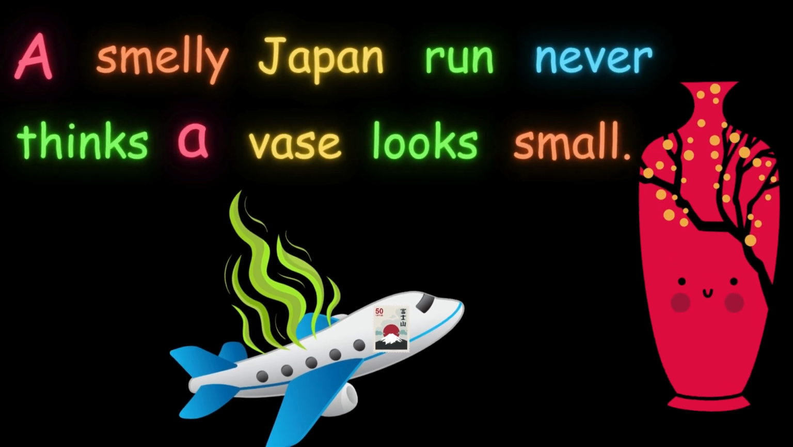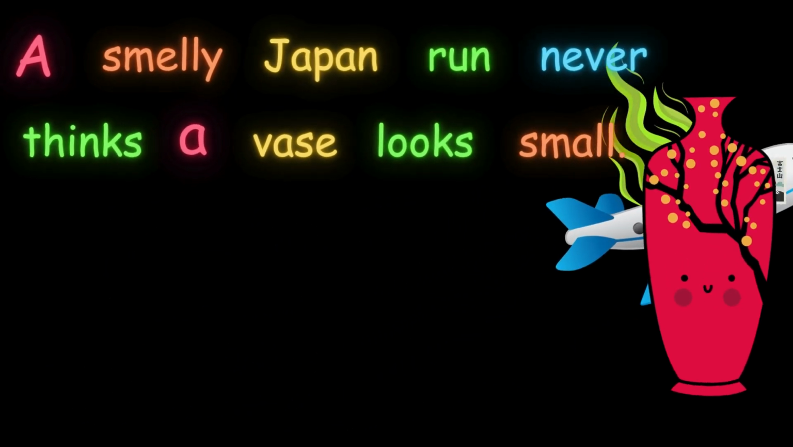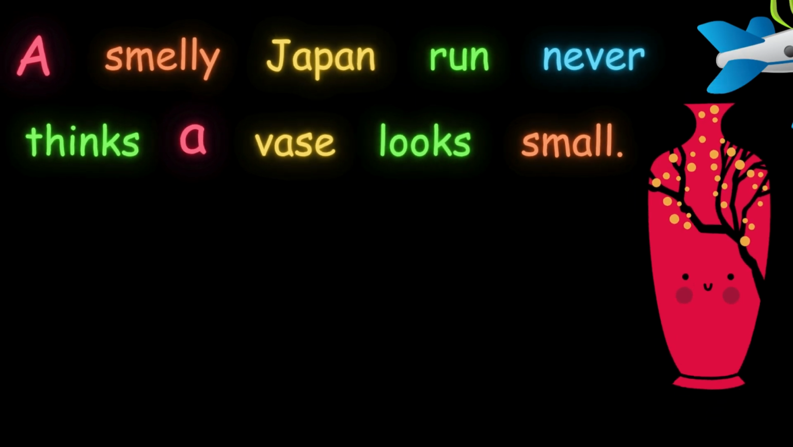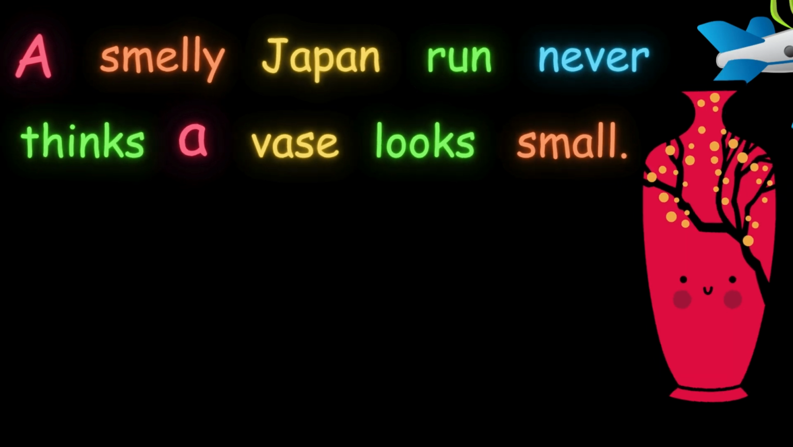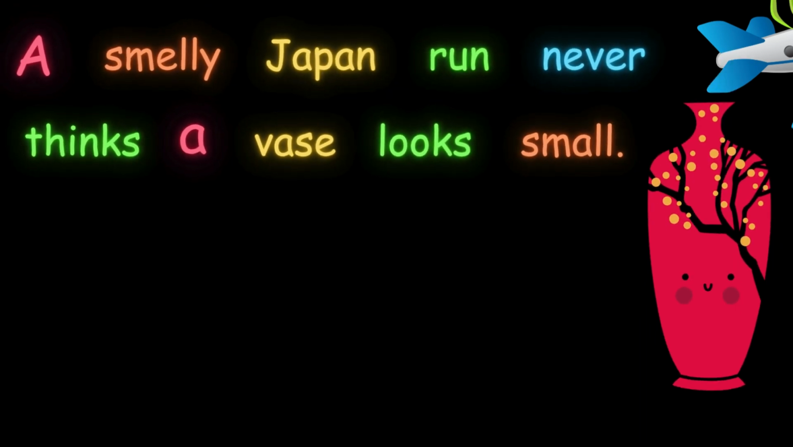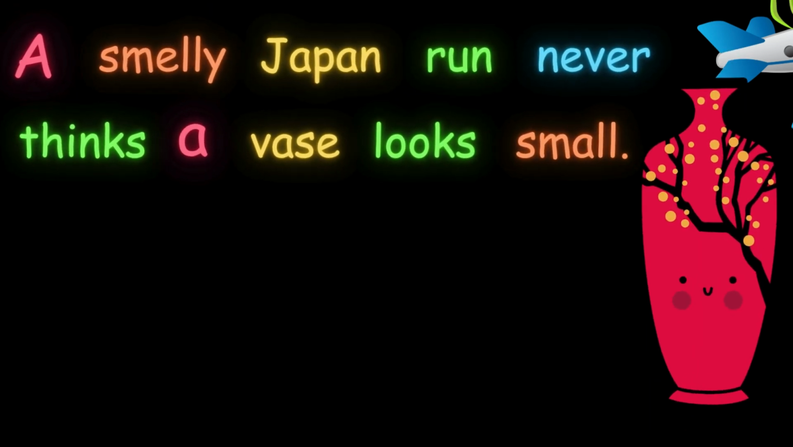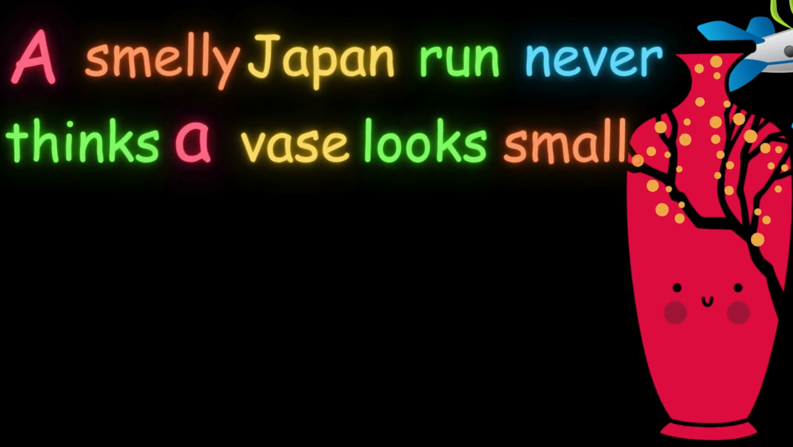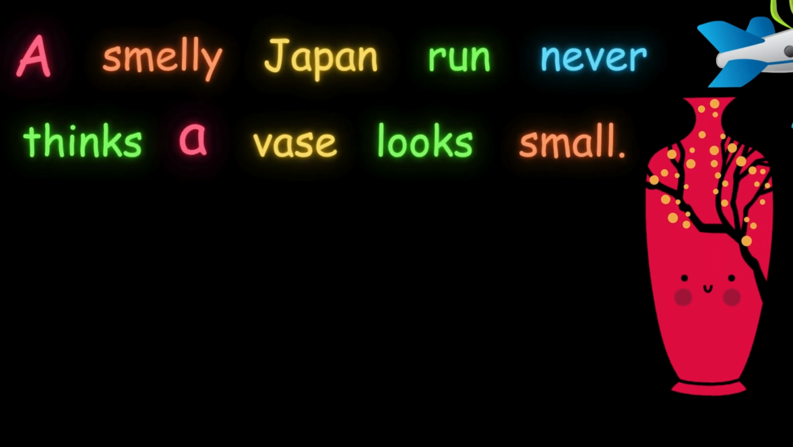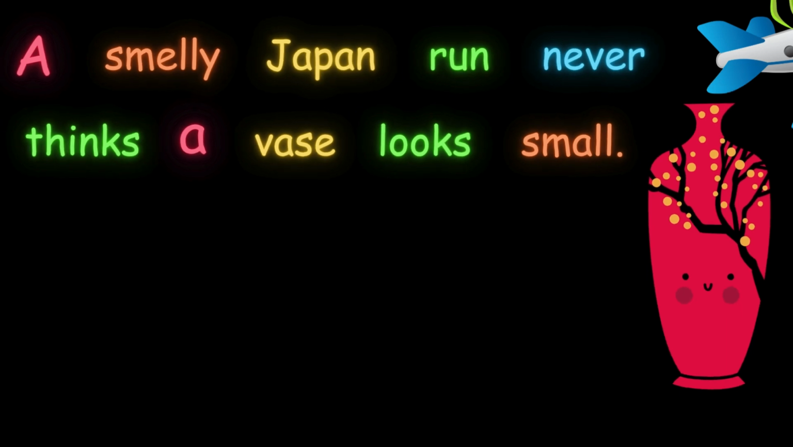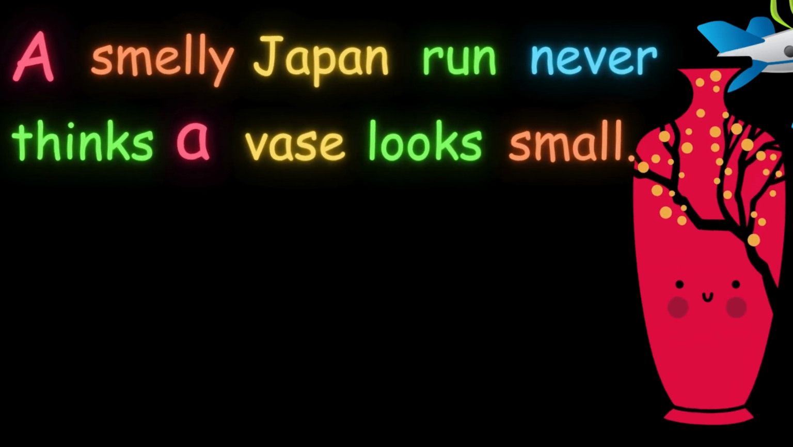So we wrote a smelly Japan run never and decided we needed some more words. So we rolled a new verb and got thinks, a new article, which again was a, and a new noun, which was vase, and what the vase was doing. So we rolled a new verb again and got looks, and a new adjective to describe the vase and got small. So now we have a smelly Japan run never thinks a vase looks small.